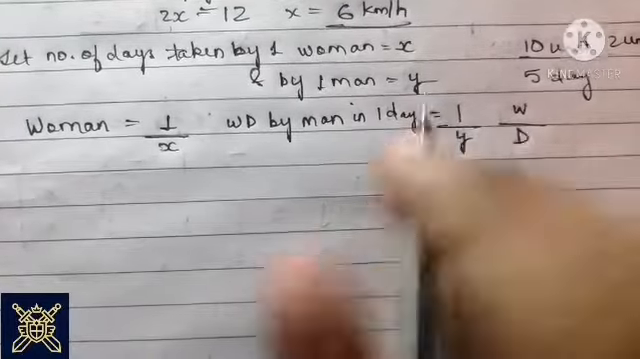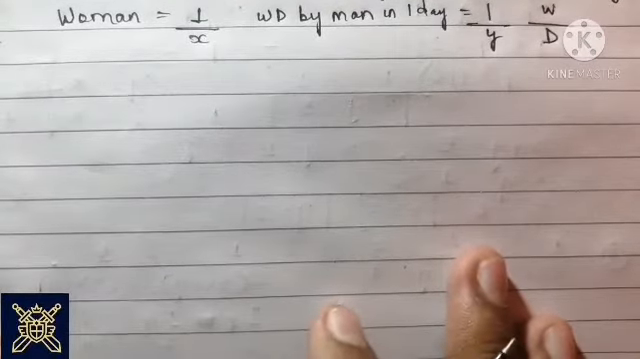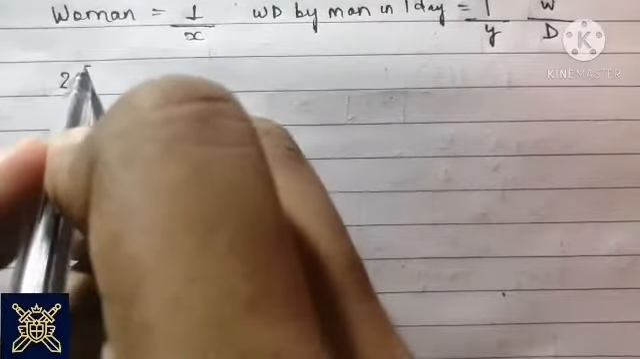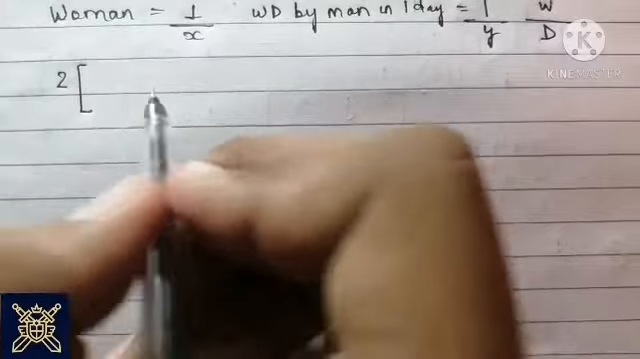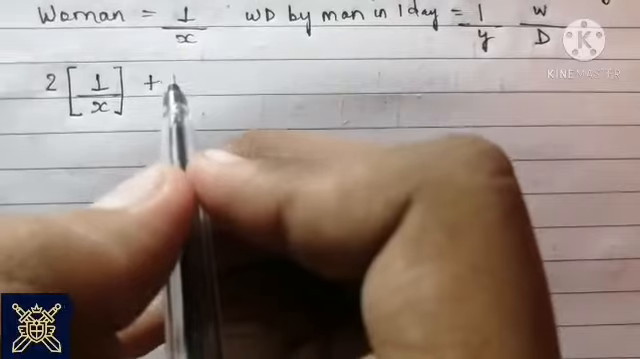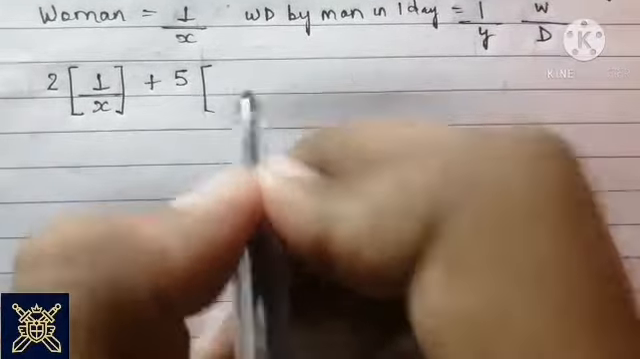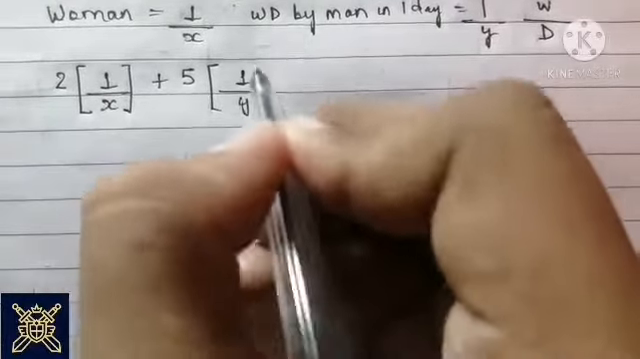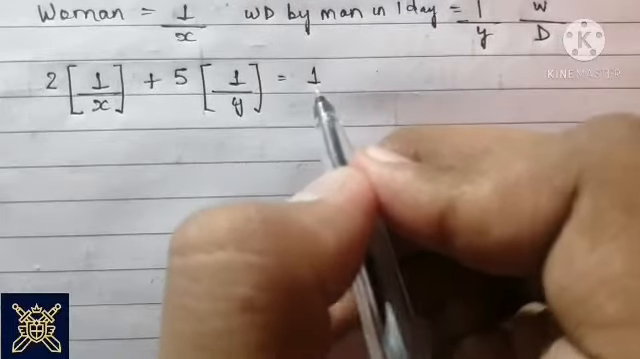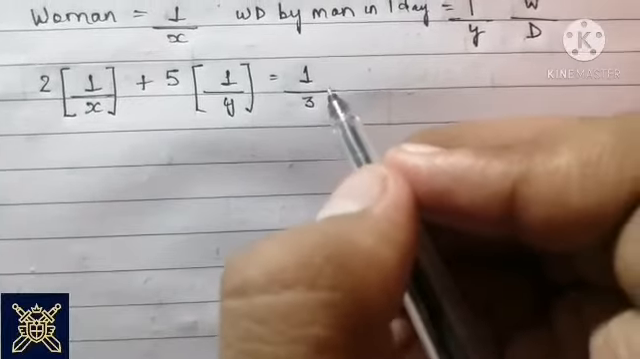Now we have to formulate the equations according to the given question. In the question it is written that two women and 5 men finish the work in 3 days. So how much work will two women do? Twice the amount of work one woman can do in one day. So 2 into 1 upon x plus 5 men. How much work will 5 men do? 5 into the work done by one man, that is 1 upon y. This is equal to the unit work, that is 1 upon 3. They can finish it in 3 days. This is your first equation. Now you can solve the equation.